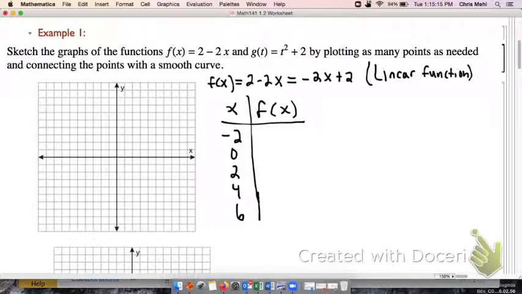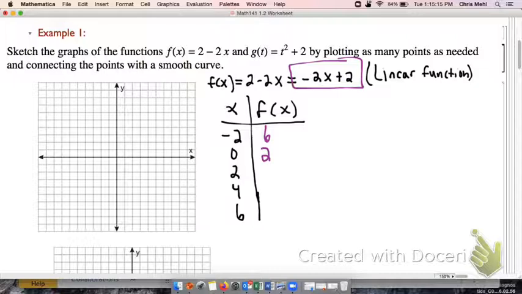Now, the graph of this function is going to end up being a line, so I really only need 2 points. I only need to plug in 2 x values. So using this function up here, I'm going to box it. You're going to start plugging in -2, 0, 2, 4. When you plug in -2, -2 times -2 is 4 plus 2 is 6. When you plug in 0, you're going to get +2.